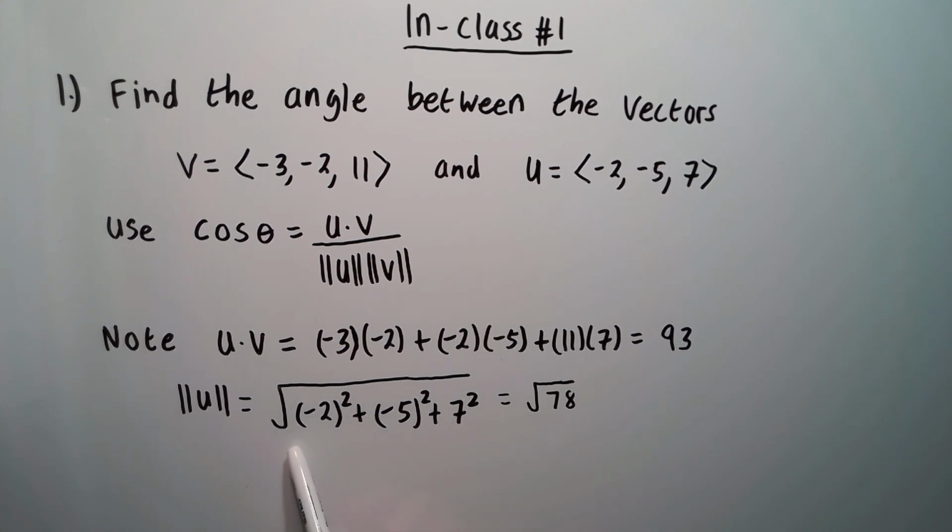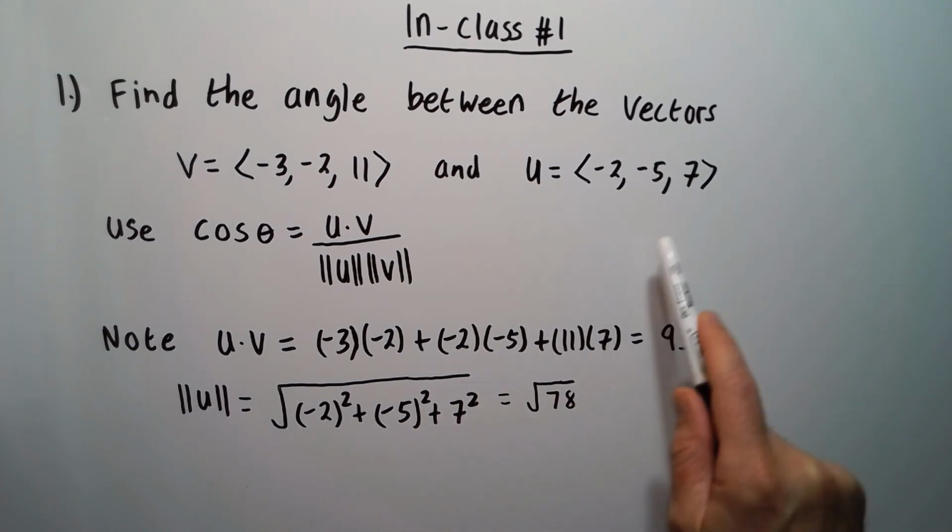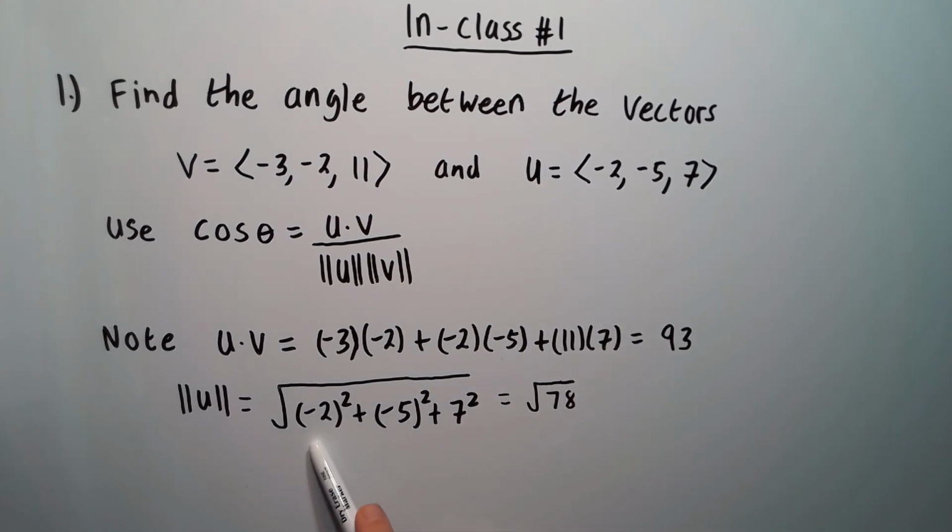Right, so the magnitude of u would be the square root of the first component squared, second component squared, third component squared. So it's going to be 4 plus 25 plus 49, which is 78. So it'll be square root of 78 for magnitude of u. Let's do magnitude of v next.